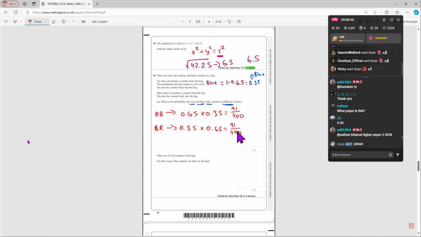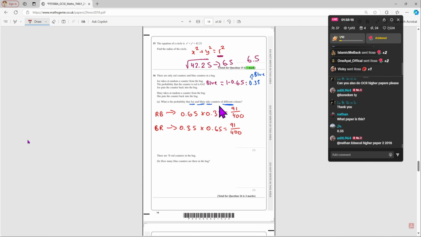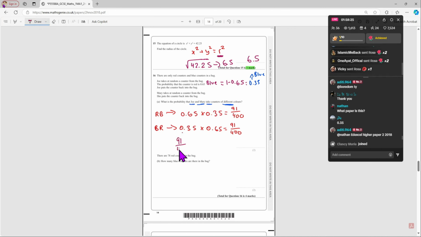And then we have to work out what is the probability that Joe and Mary take counters of different colors. So I have to add them together. So then it's going to be 91 over 400 plus 91 over 400, which will be equal to 91 over 200 simplified, okay?